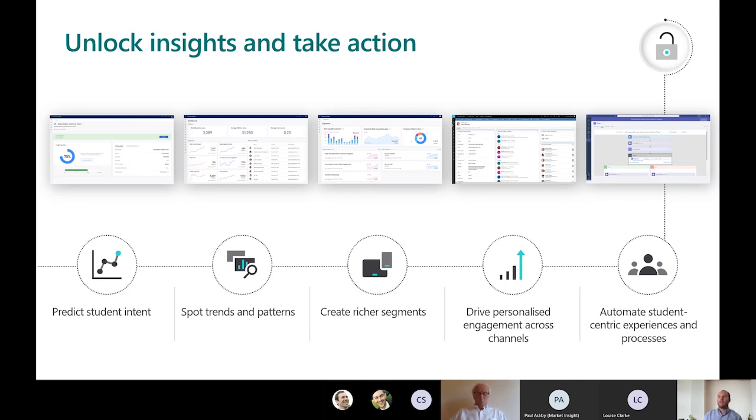And that is a really straightforward example of how we need to better communicate with students by segmenting them. And this platform will allow you to do that in an automated, sophisticated way, which then will drive personalized engagement across your channels, and eventually will enable you to automate student-centered experiences. So using tools like Power Automate, how do you utilize all that rich data that you've got in place to be able to send out communications and send out invitations for them to engage with you in a way that is personalized?